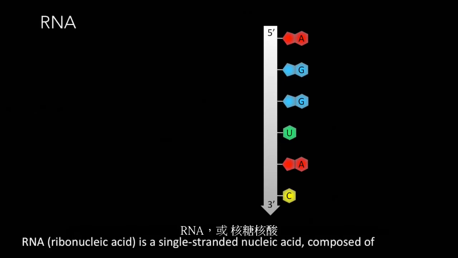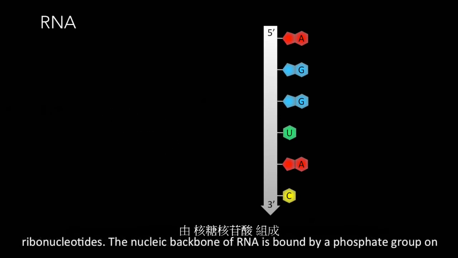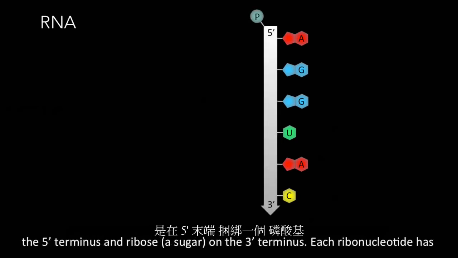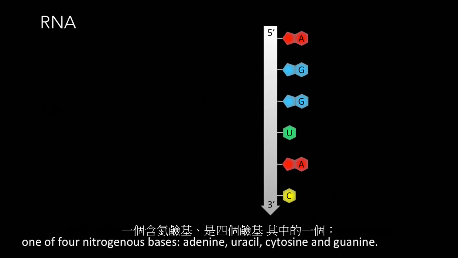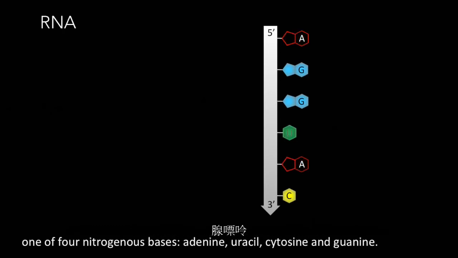RNA, or ribonucleic acid, is a single-stranded nucleic acid composed of ribonucleotides. The nucleic backbone of RNA is bound by a phosphate group at the 5' terminus and ribose, a sugar, on the 3' terminus. Each ribonucleotide has one of 4 nitrogenous bases: adenine, uracil, cytosine, and guanine.